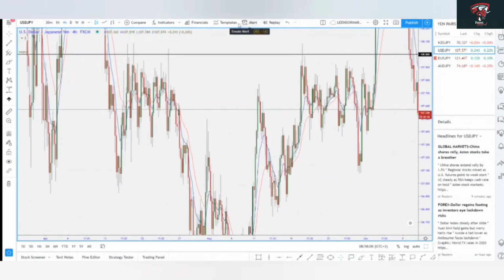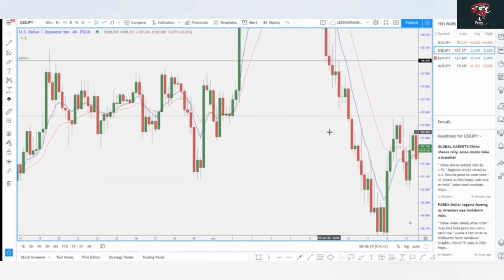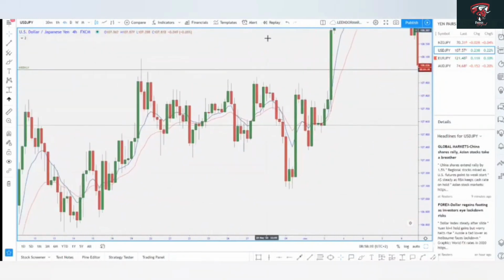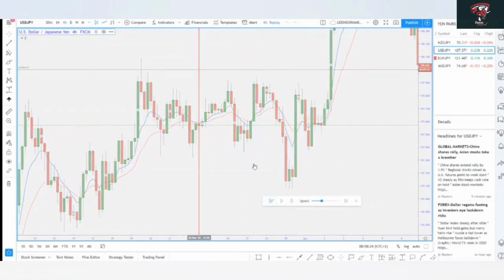Let me see if I remember how to do this, because I actually haven't done this in a very long time. So I'm going to be trying to see if I do remember how to use this tool. But anyways, let me see. Replay, let me click on that.